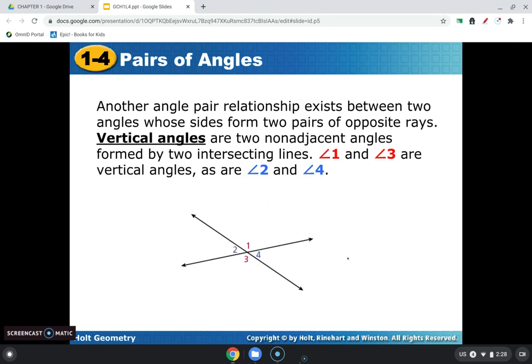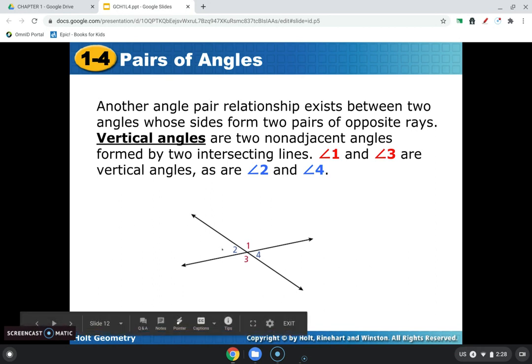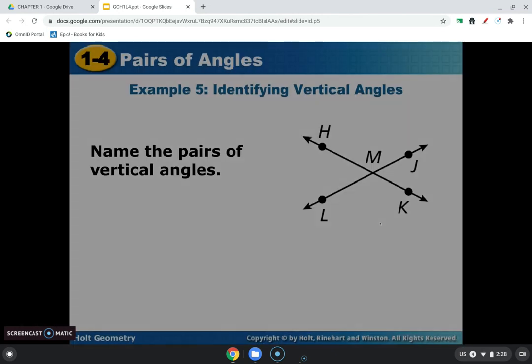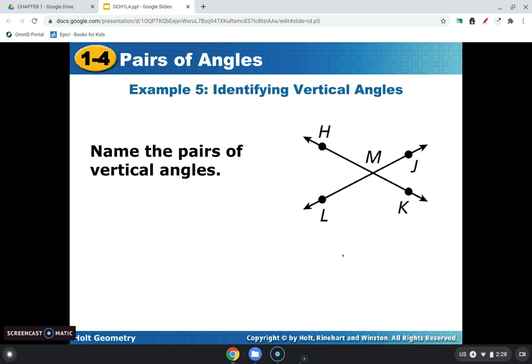All right, last types of angles that we're going to talk about are vertical angles. Vertical angles are just across from each other. So 1 and 3 would be vertical, 2 and 4 would be vertical. So vertical angles are across from each other. So name the pairs of vertical angles. Well, we could say LMK and HMJ would be vertical, kind of the top and the bottom. And then HML and JMK would also be vertical. So you'd have two pairs, top and the bottom, and side to side. Vertical angles are across from each other.